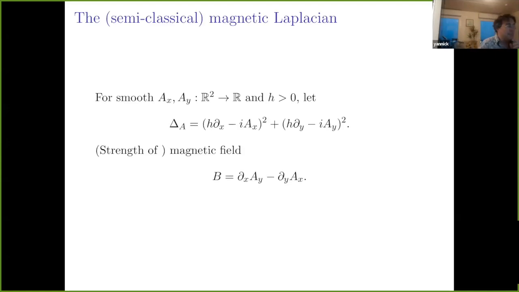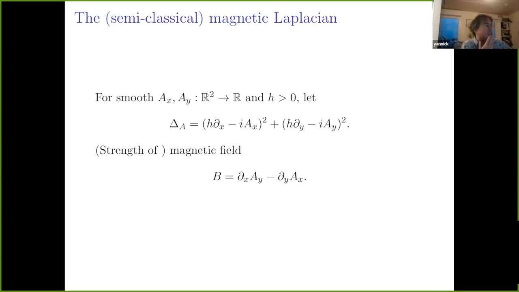Okay, so I think maybe most of you have heard the words magnetic Laplacian, but maybe not all of you have already encountered it in person. So in the two-dimensional case, we're going to take two smooth functions of x and y and a small positive parameter, and put this operator. We take some squares, and inside each square, we twist a derivative. It depends on the function a, but what's really important is the function b, which is something that looks like dA, if a was the one form ax dx plus ay dy.